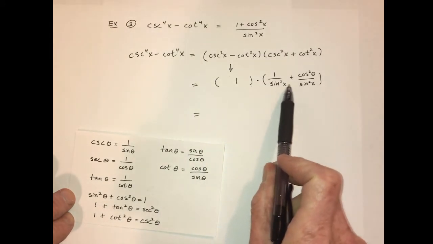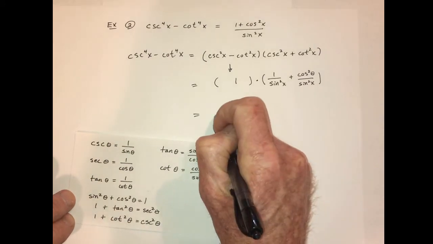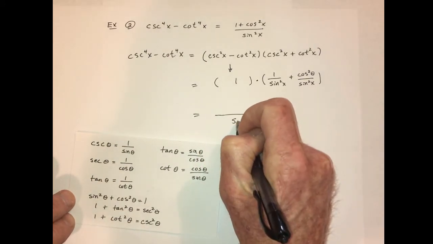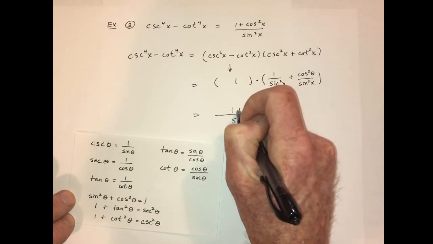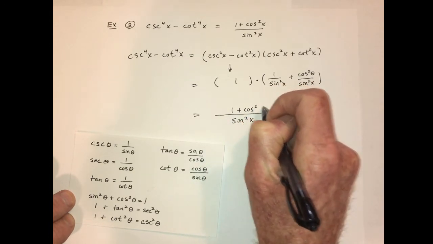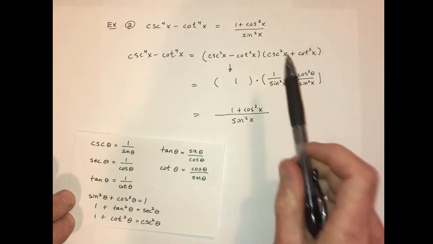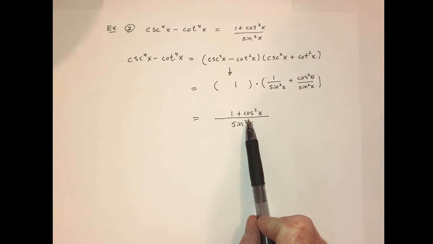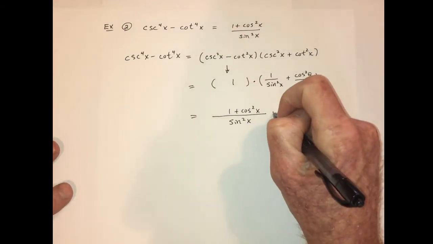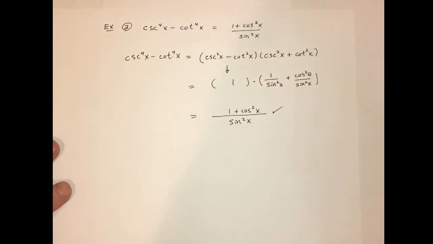And then these two have a common denominator, so you could go ahead and add them and keep the common denominator sine squared. And then it would be 1 plus cosine squared. And then if you look at what we were supposed to get and what we've got, they are the same. So, official check off, yes, number 2 is done.